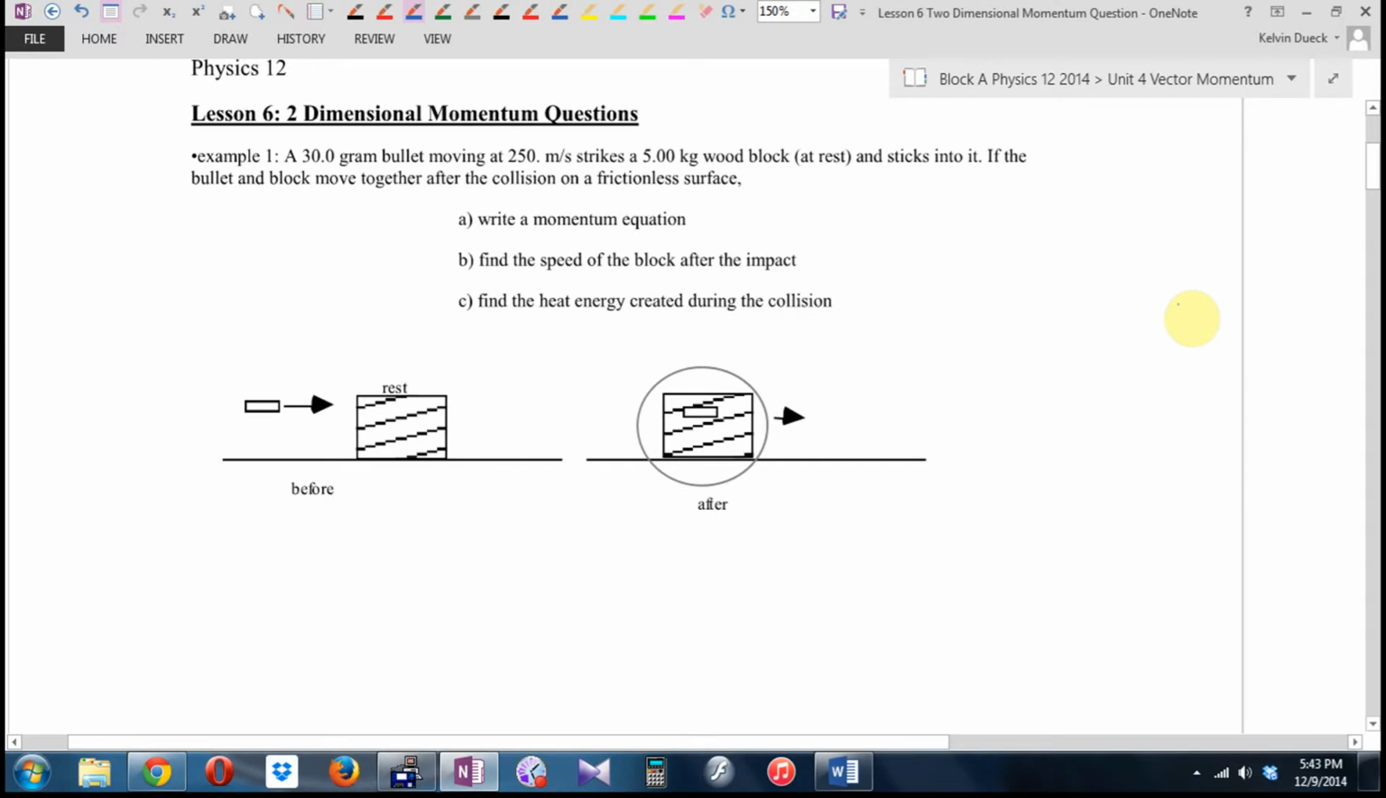Aloha. Lesson 6, two-dimensional equations. We're talking about collisions at angles. We're going to get there, but we're going to start off with what I would consider a good Physics 12 question that's still in a nice straight line.